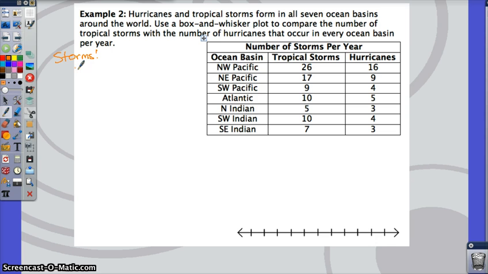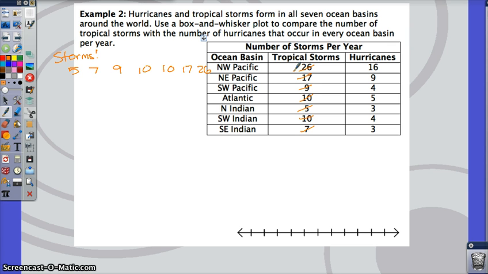And let's put the data in order with the storms. I see 5, I see 7, I see 9, I see 10, and 10, and 17, and 26. And let's find those values.